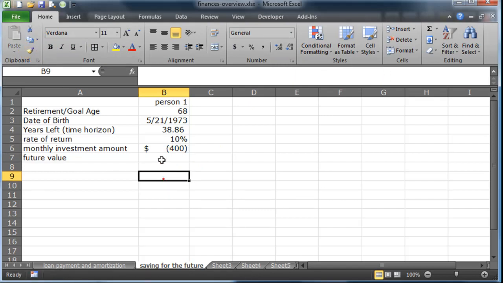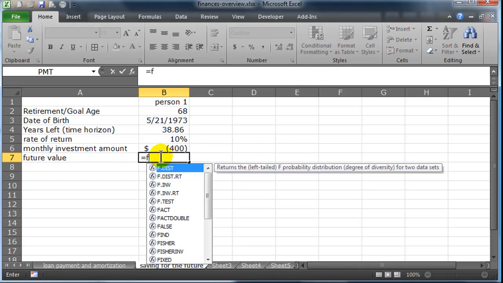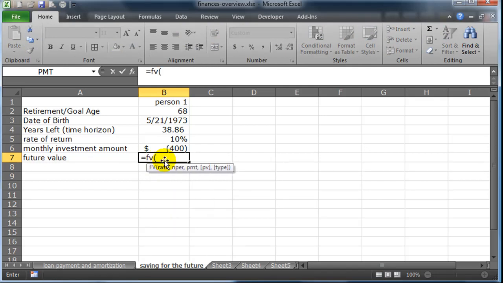And let's do a little future value. Now for this one, I'm just going to type it up by hand. FV. The rate. Okay, so I'm going to take the cell that contains my annual rate. I'm going to divide it by 12 to get it in monthly terms because I'm making monthly investments. Comma. The number of periods.